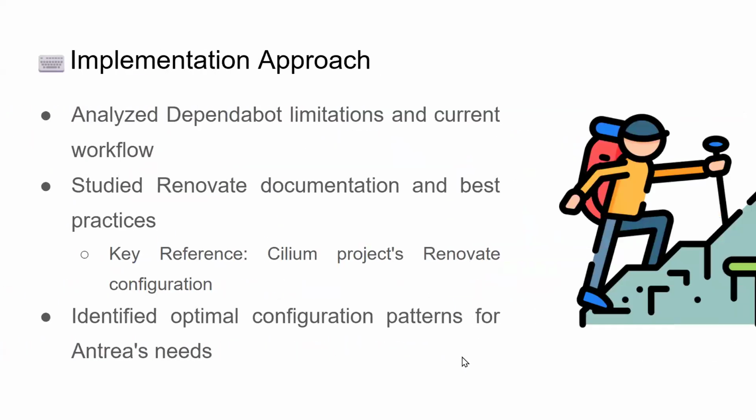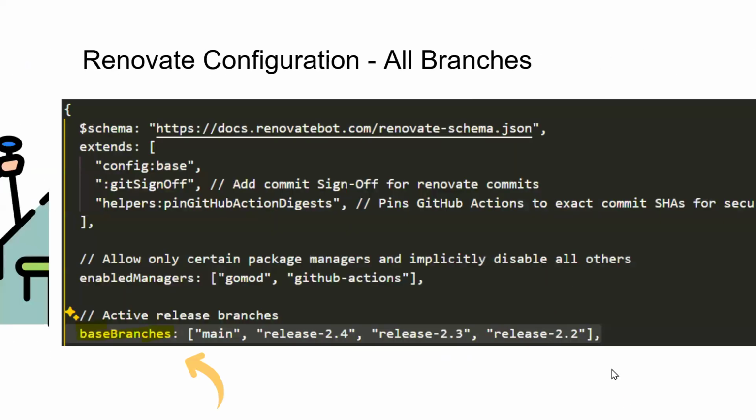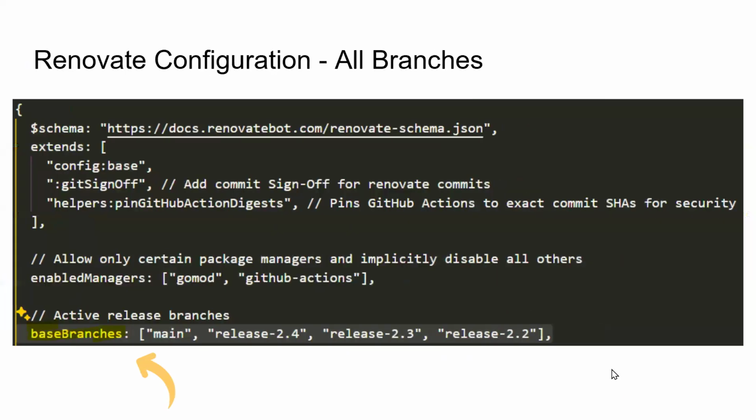So for my implementation, I started by analyzing the Dependabot existing configuration and its limitations. Then I studied the Renovate documentation and the Cilium configuration files, as it has a similar use case, to identify and point out all the optimal configurations that we can use in our configuration files. So let me walk you through some parts of the configuration file.